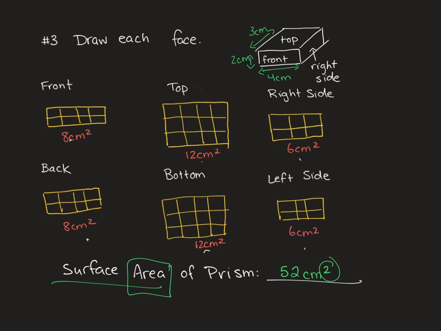Questions 4 to 7 are just asking you to use this knowledge to help you solve. You will have to figure out what's the front, what's the back, what's the right, all the missing sides, and then add them up together. Basically, you're finding what the area is of each face, and then adding those all together.